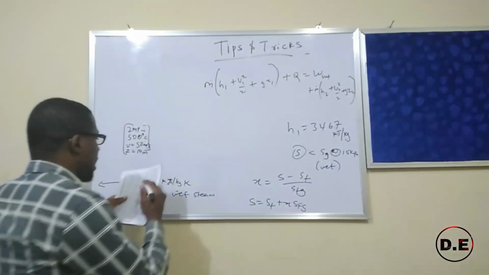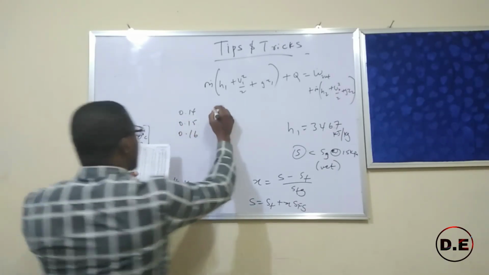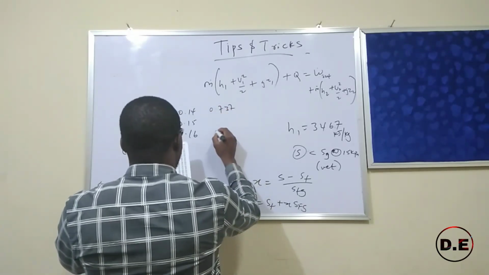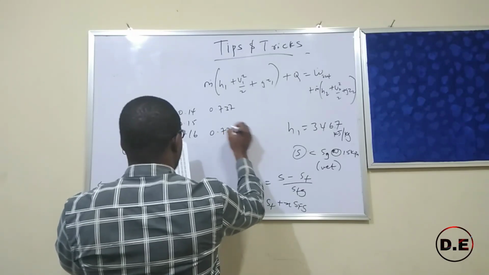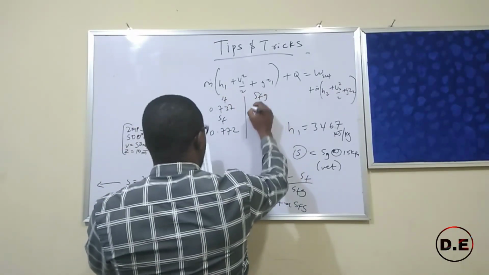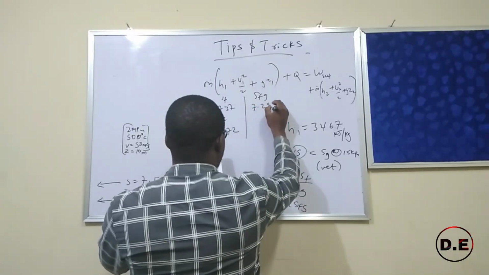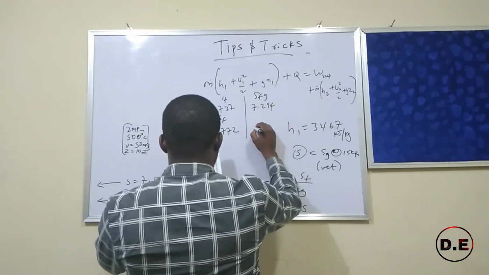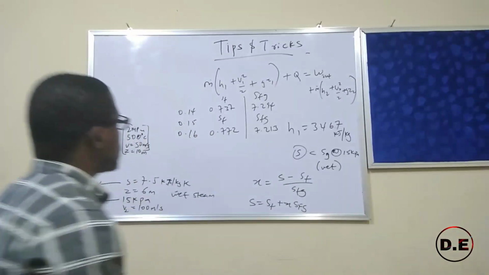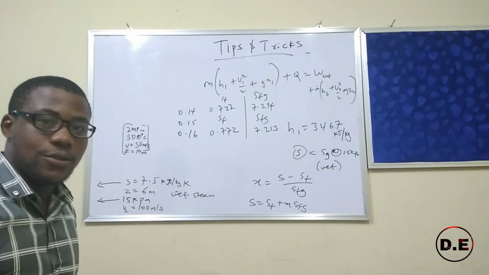Alright, so right now we are going to have 0.14, 0.15, 0.16. At 0.14, the Sf at that point is 0.737, and 0.772. So we're looking for Sf at this point, and also we're looking for Sfg. Those two points are 7.294 and 7.213 for Sfg. Okay.